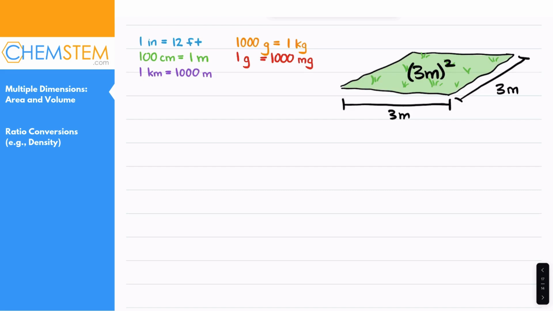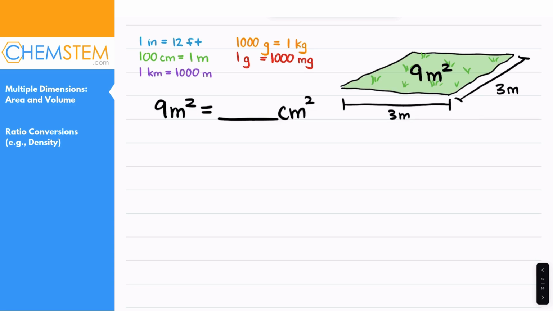Now, when you write an area like this, you want to remember to distribute that square to everything inside. So if we square the 3, it becomes a 9, and then the m squared is just that. That is the area of this plot of land. Now, what if we have the area, which we know as 9 meters squared, and we want to know how many centimeters squared that is?